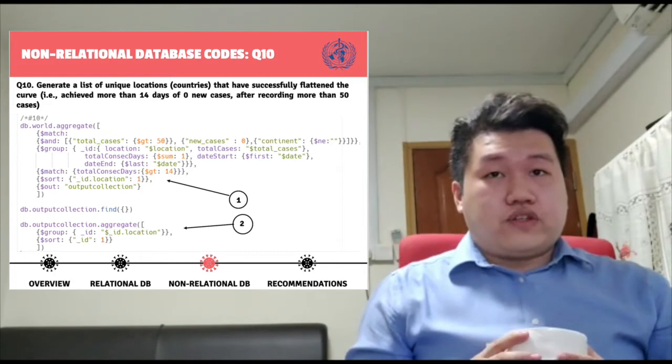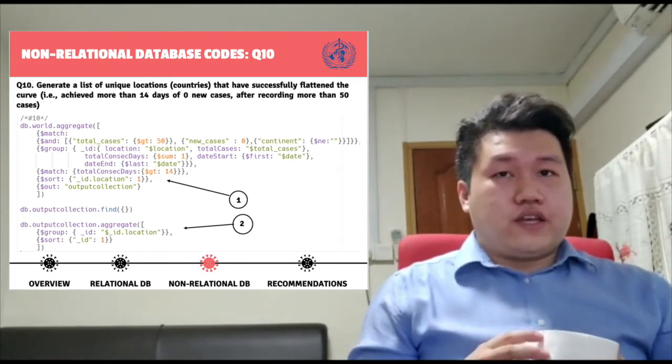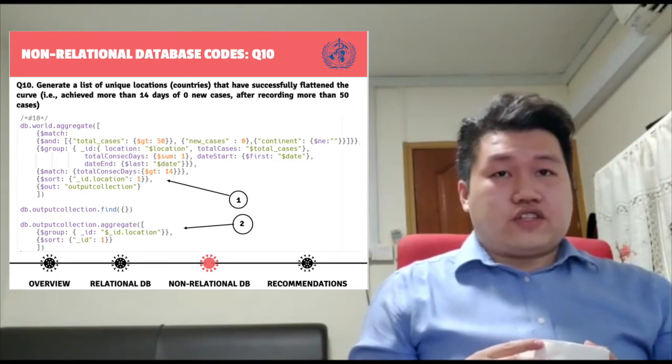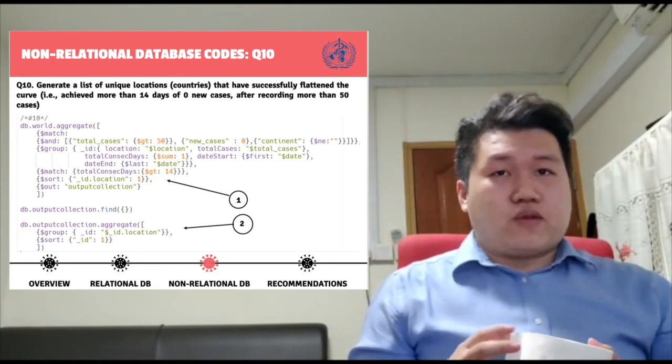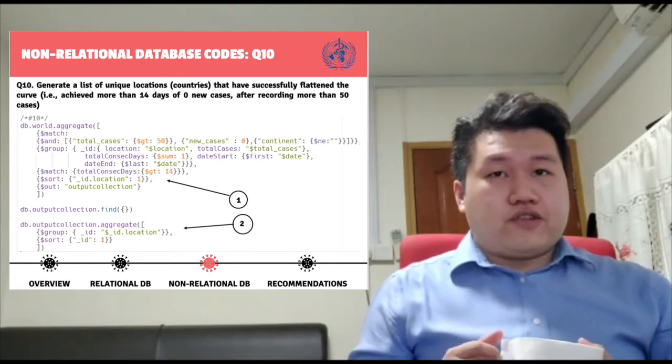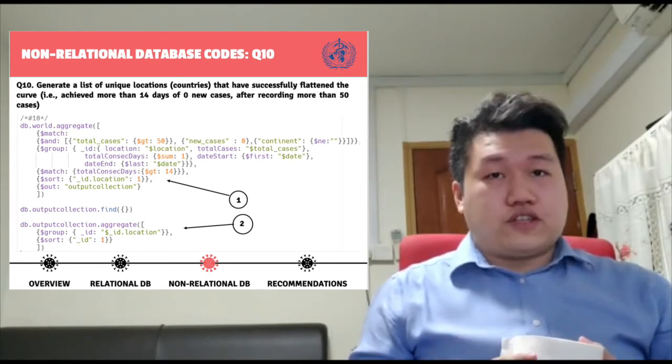The first part of the aggregation framework uses the match operator, and we match the world collection to the criteria, which is total cases more than 50 and new cases being 0. As we are looking for the unique location of countries in this question, we also filter out documents where the location is either world or international by filtering out documents with no value for continent.